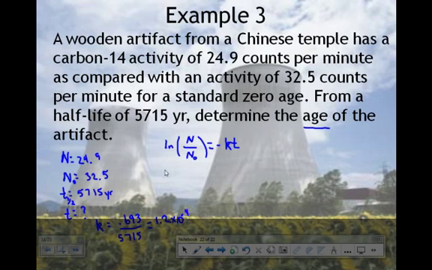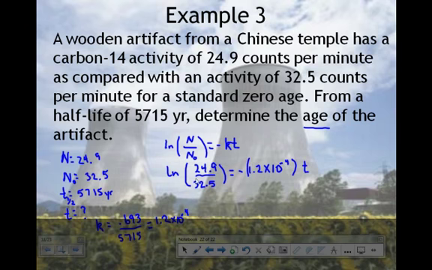Alright, so let's start putting things into our equation. For n, I'm going to use what I've got now, 24.9 clicks on my Geiger counter. And what I started with, 32.5 clicks on the Geiger counter. And that's going to be equal to minus k, so negative 1.2 times 10 to the minus 4 times t. And t is what I'm solving for.